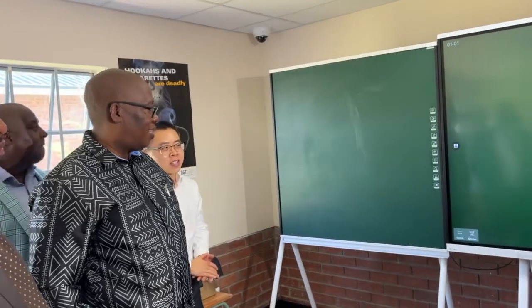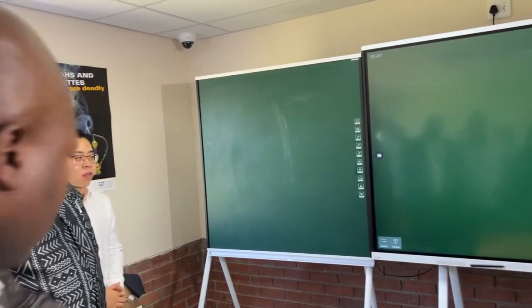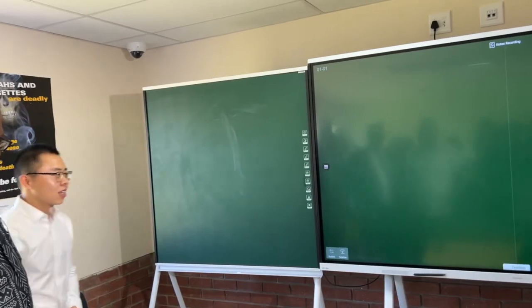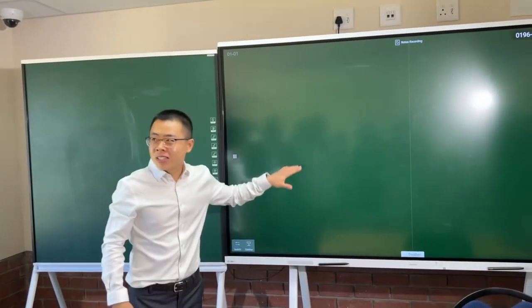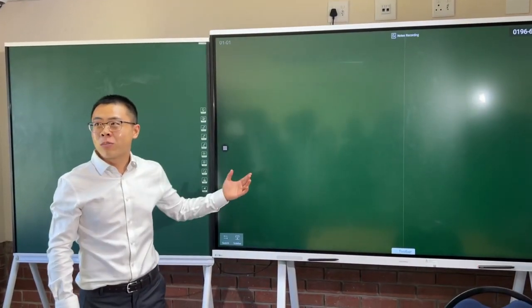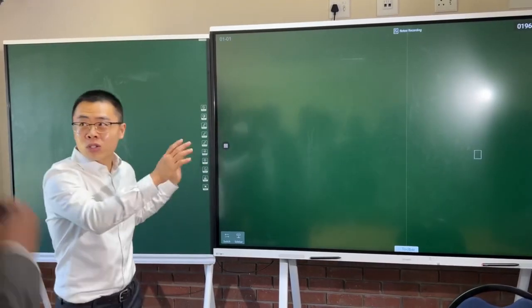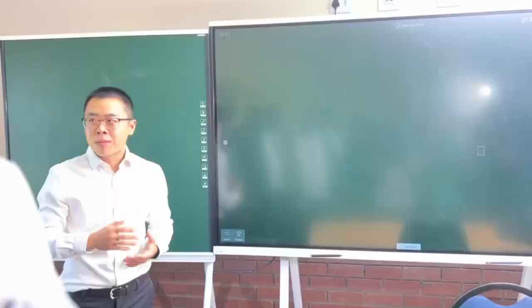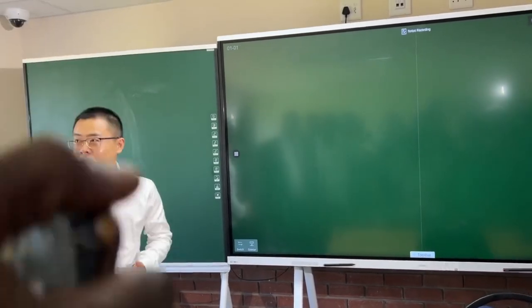So this is our smart classrooms. In the middle, you will see this is a smart screen, the interactive board. And on these two sides, we have the chalkboards. So in this way, we combine the multimedia teaching and the traditional teaching.